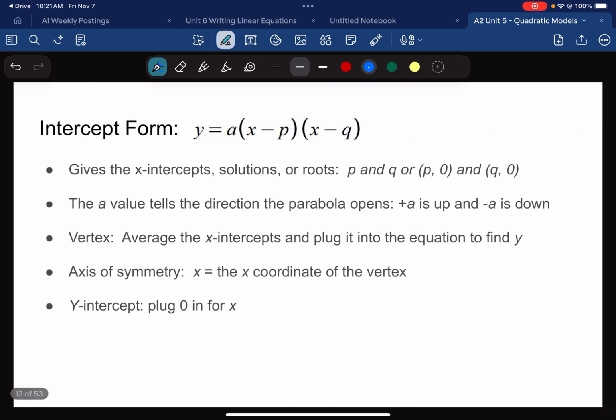All right, there's one more. That's intercept form. And this one's going to give us our x-intercepts, our solutions, or our roots, like someone has already factored for you. You certainly wouldn't want to multiply it back out if it's already factored for you. It's going to give you those 2 roots. The a value tells you up or down again. Vertex: you have the x-intercepts, and the vertex has to be halfway in between them, so we can just average those x-intercepts and plug that x value back into the equation to get y. So you just add them and divide by 2. Axis of symmetry, x is just equal to the x-coordinate of the vertex that we just found, and for the y-intercept, you plug in 0 for x.